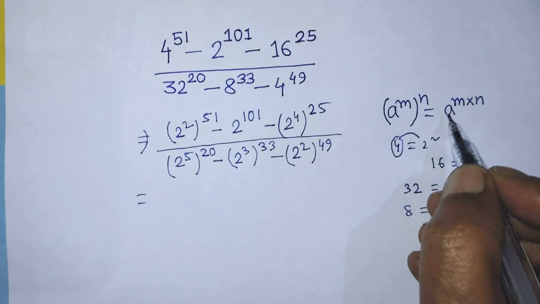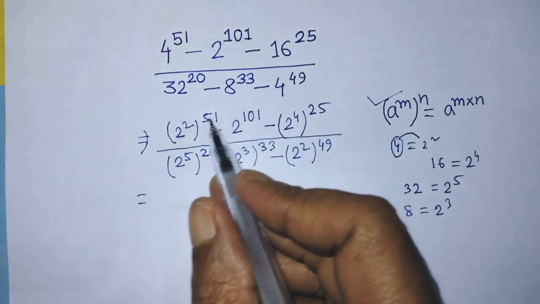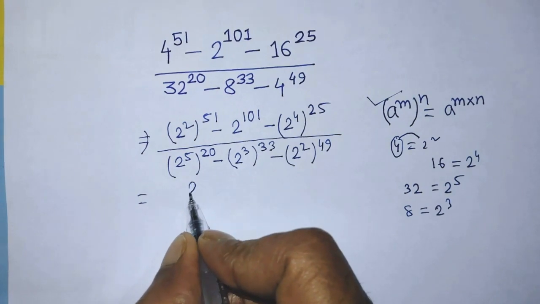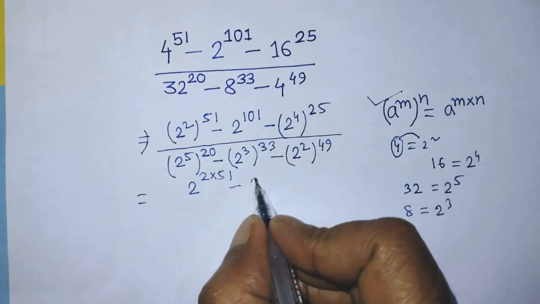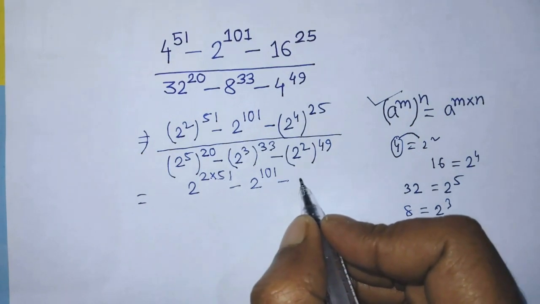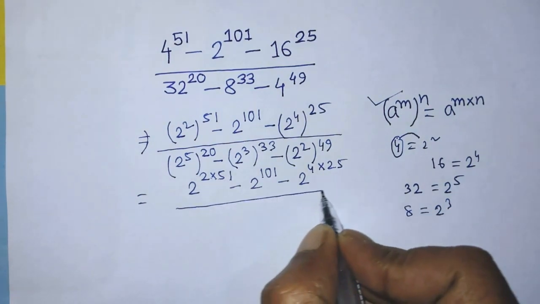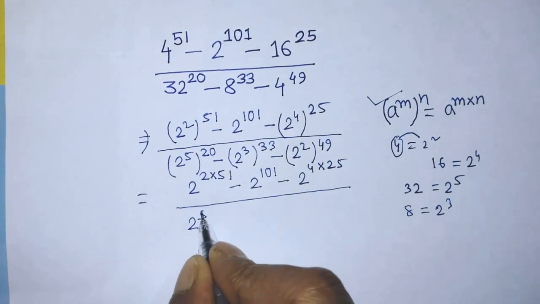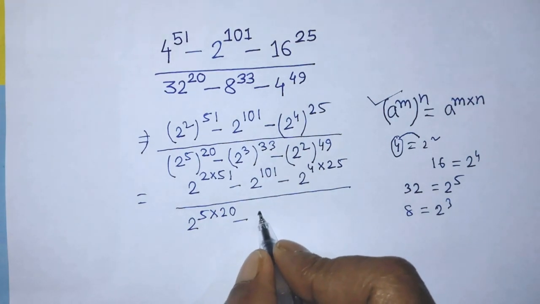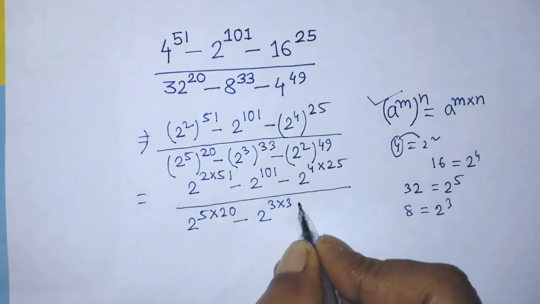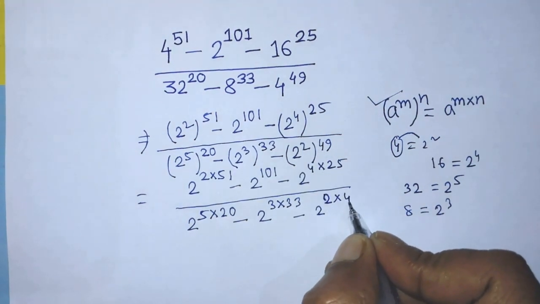So students, to simplify the numerator and denominator of this algebraic expression, you have to apply the formula a to the power m whole to the power n is equal to a to the power m into n. According to this formula we can write 2 to the power 2 into 51 minus 2 to the power 101 minus 2 to the power 4 into 25 over 2 to the power 5 into 20 minus, in the place of the second term, 2 to the power 3 into 33 minus, in the place of the third term, 2 to the power 2 into 49.